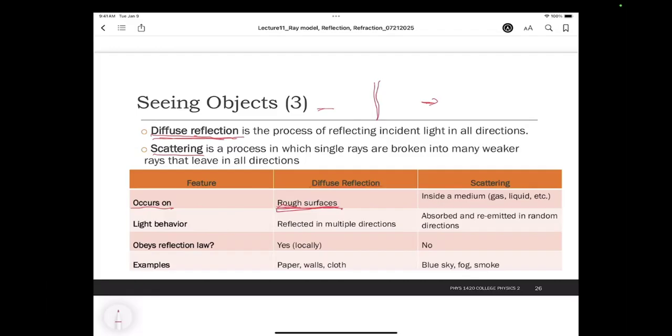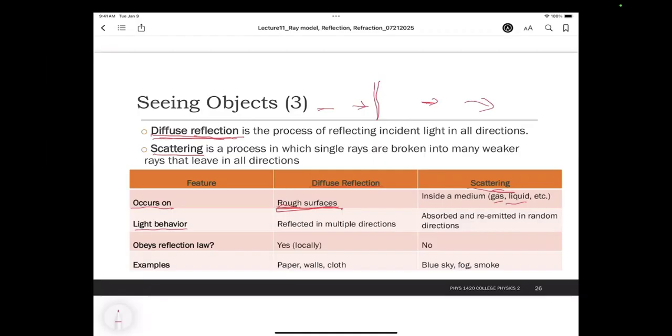And if a ray of light enters a medium such as a gas, a liquid, or smoke, then it will have scattering. Does that make sense to you? And let's talk about the difference from the light behavior.